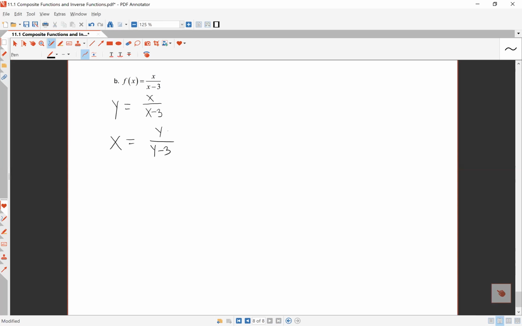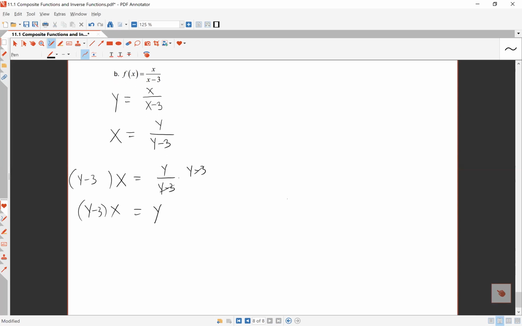To find it, we have to solve for y. So to do this, we clear the fractions. Multiply both sides by y minus 3. I get y is equal to (y − 3) times x. Whenever you solve for any variable, you get all of those terms that have that variable on one side and all the terms that don't on the other side. So I need to get rid of these parentheses and write yx minus 3x equals y.